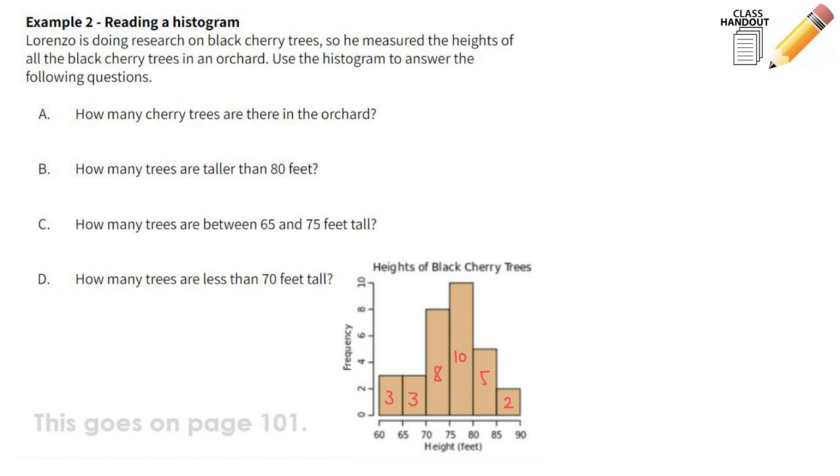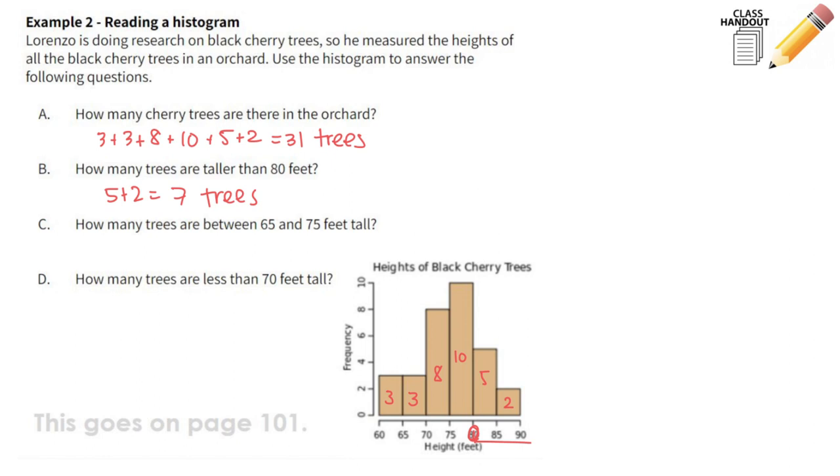So it says, how many trees are there in the orchard? So to answer that, we need to add these all together. So it's going to be 3 plus 3 plus 8 plus 10 plus 5 plus 2. So that's going to be 31 trees. Now it says, how many trees are taller than 80 feet? So here's 80. So taller than 80 would be 5 plus 2, which is 7 trees.